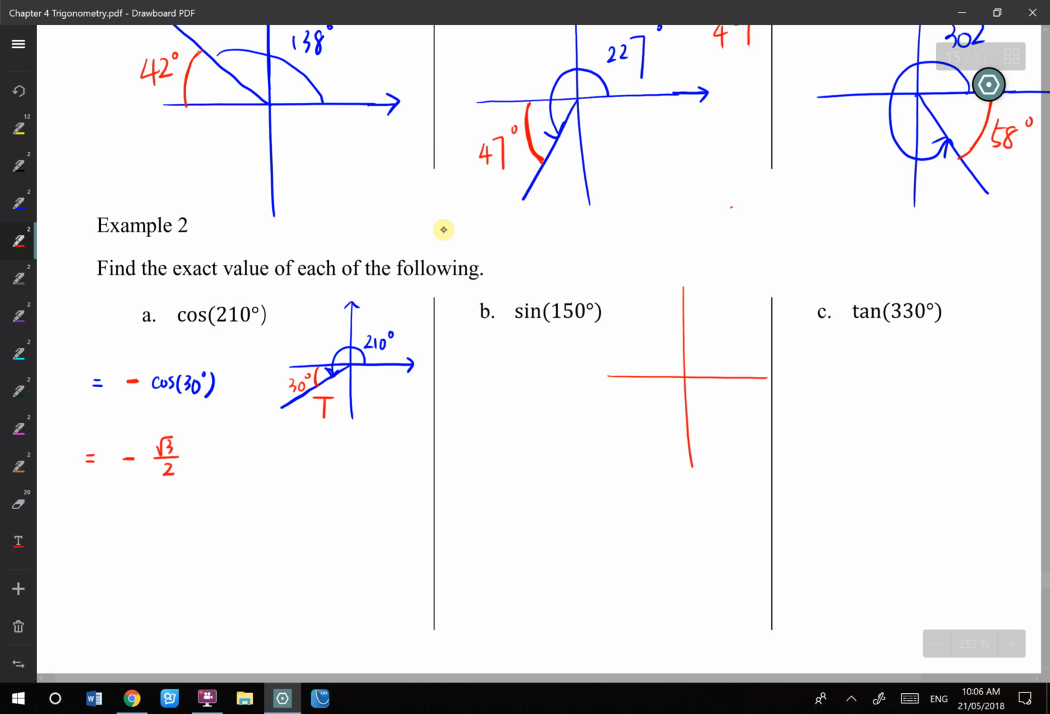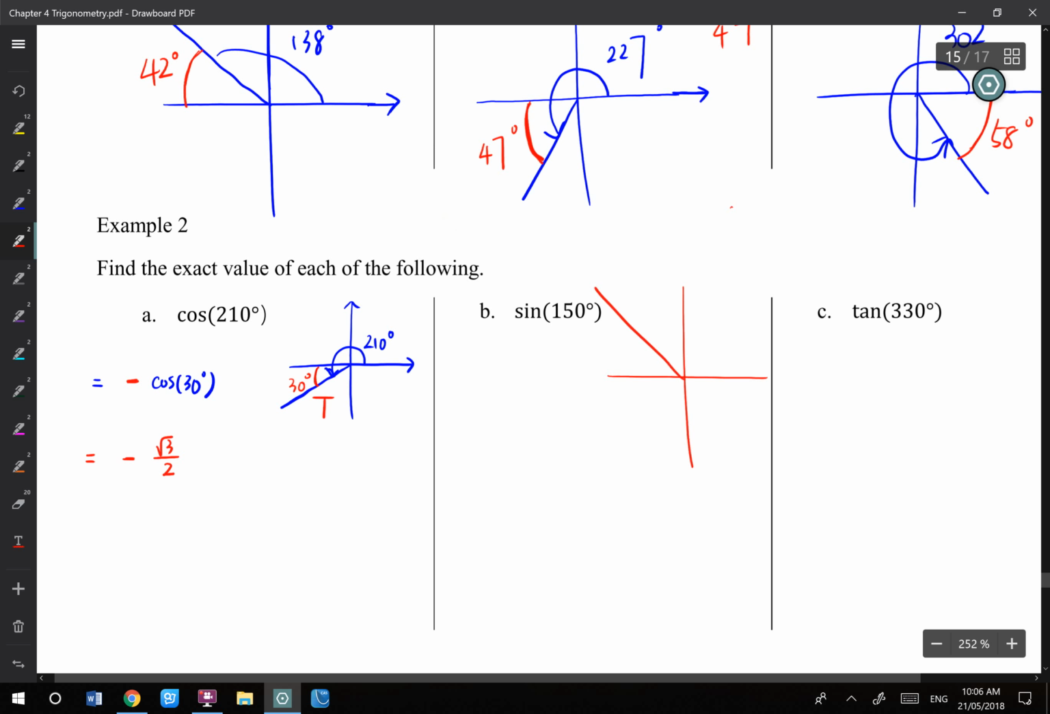Okay, 150 degrees. So here is 150, in the second quadrant. This is the actual angle, and your reference angle will be the one made with the horizontal, and that's 30 degrees. Also, you know this is the sine quadrant. Sine will be positive. So first of all, I will change sine 150 to sine 30, the reference angle.